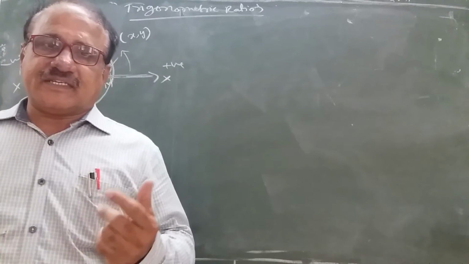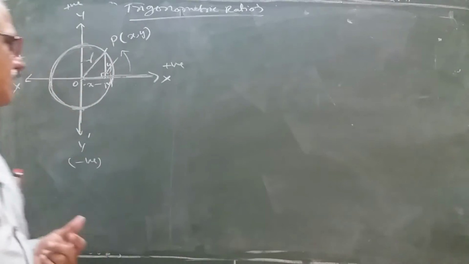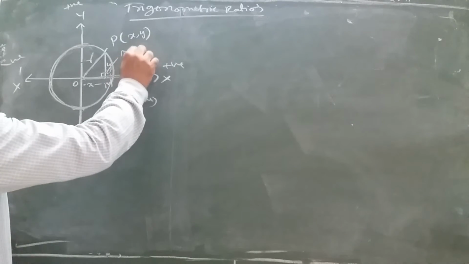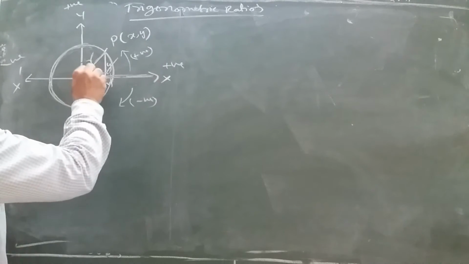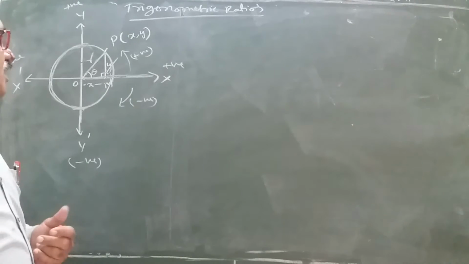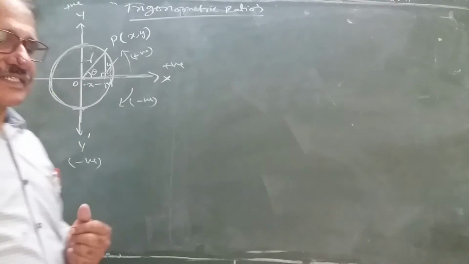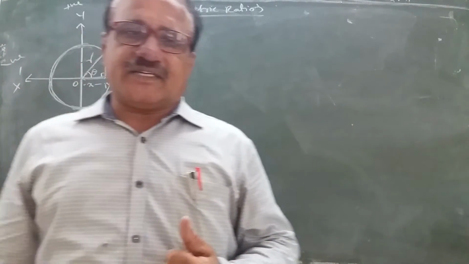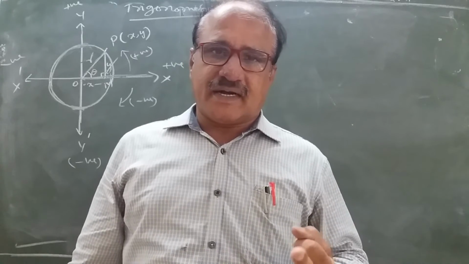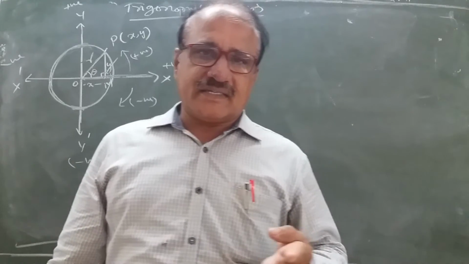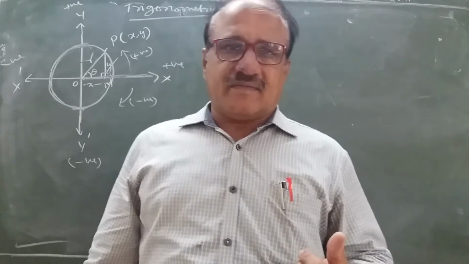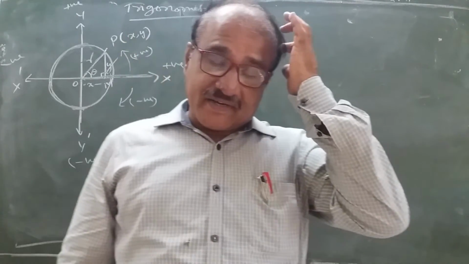What is the positive direction? This is anti-clockwise. This is the negative direction, clockwise. The angle made with the x-axis in the positive direction is theta. Consider that as theta. Then we can define 6 trigonometric ratios. Those are sine, cosine, tangent, cotangent, secant, cosecant. We can write them in a simple way.